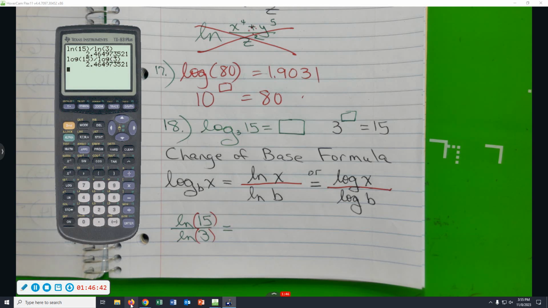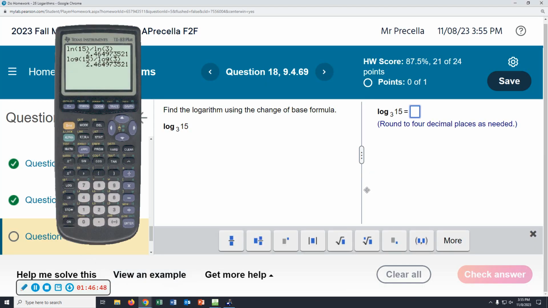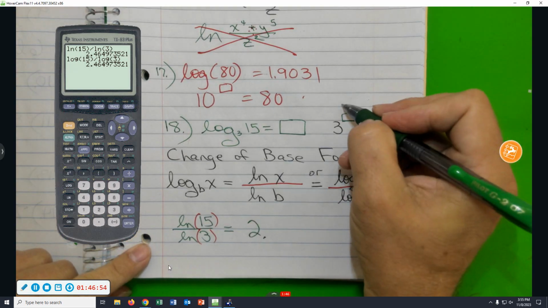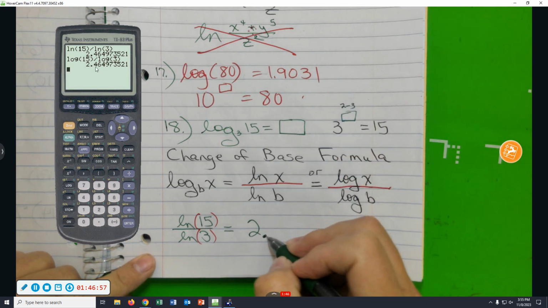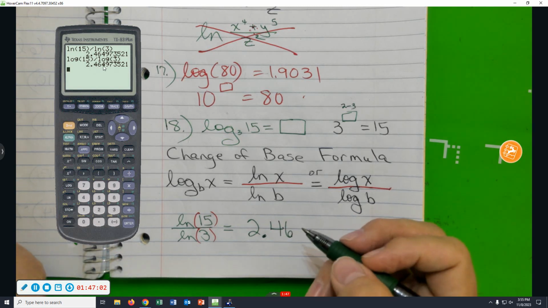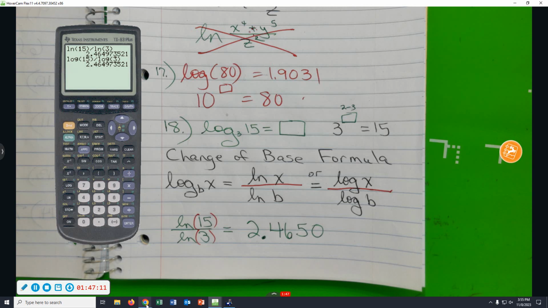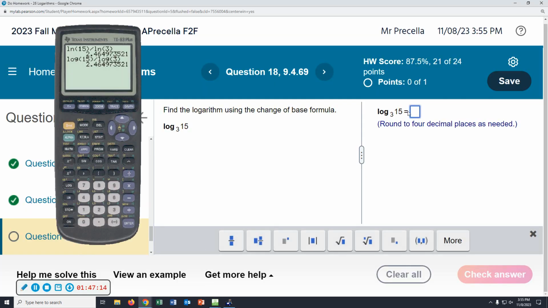How do they want it rounded? Round to 4 decimal places. So it's switch back for me to write up my answer. 2 point. Remember we said it had to be between 2 and 3, and it sure is. It's 2.46. Is that going to stay at 49 or is it going to go up to 50? They want 4 decimal places. It's going to go up to 50 because of that 7. So this is 2.4650.